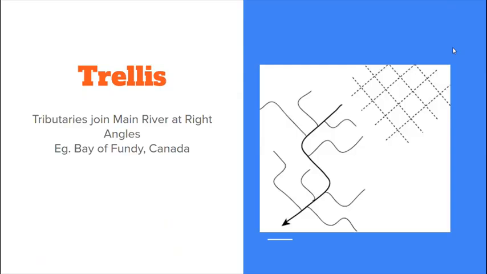Next is the trellis drainage pattern. This is a rectangular pattern where water is taking turns at right angles. Rock type here is very influential in the trellis pattern. It occurs where there are alternate bands of hard and soft rock, where soft rock is easier to erode, so tributaries will form in the soft rock and join the main river at right angles. An example of this is Bay of Fundy in Canada, and we can see here what the trellis pattern would look like.